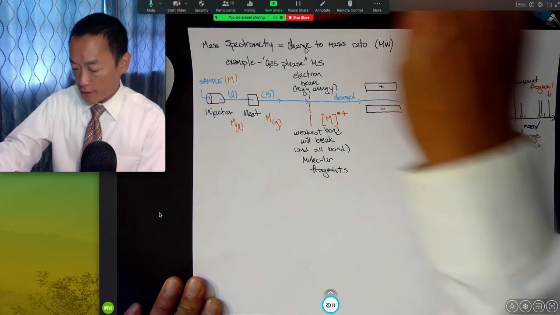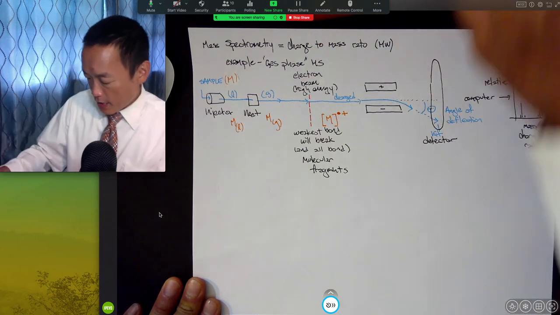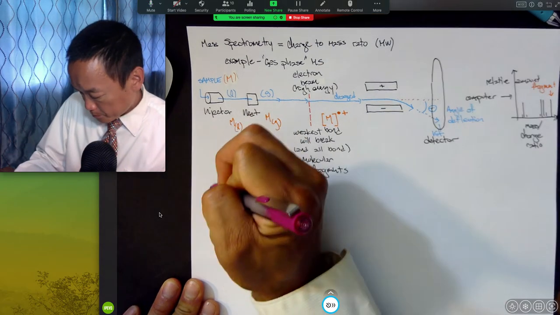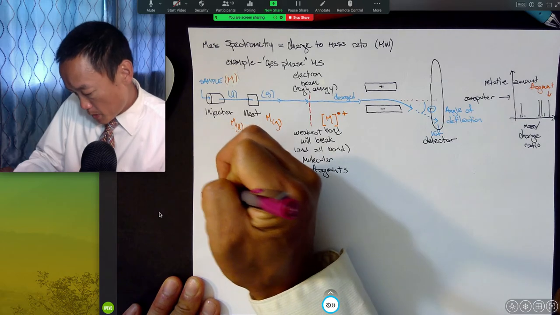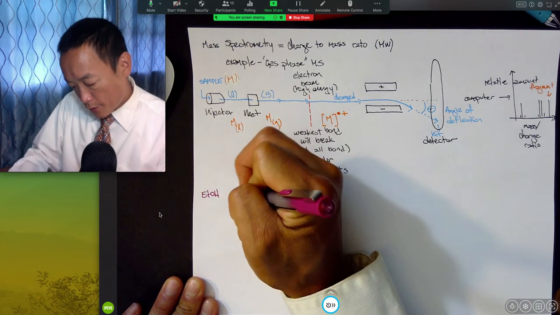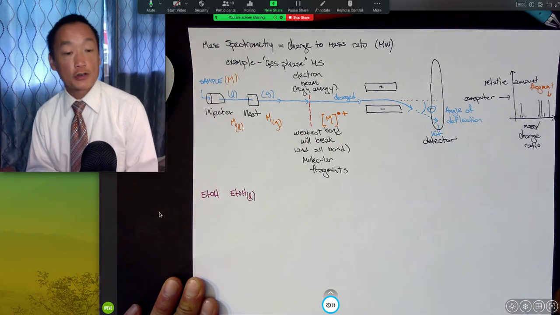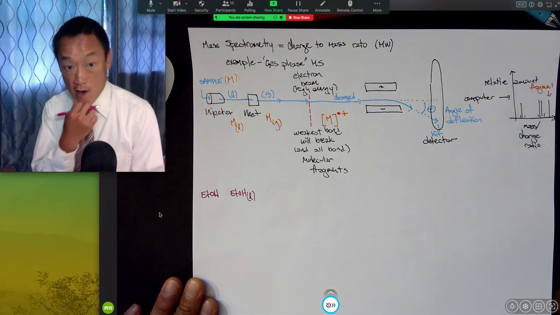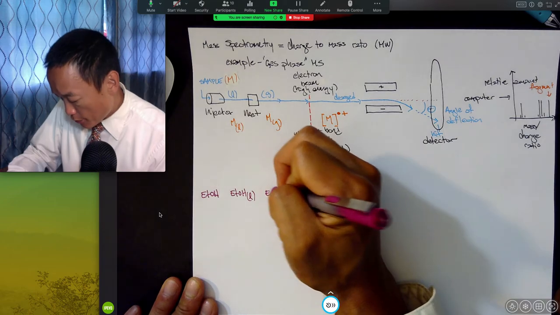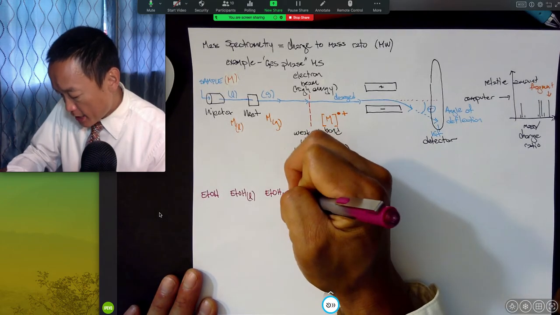So let's give this an example now. If we had ethanol, then we would have ethanol as a liquid. When it first encounters that heat source, then it gets changed into ethanol as a gas.